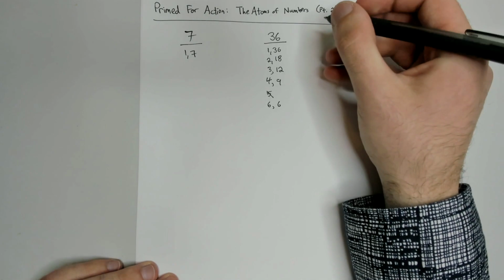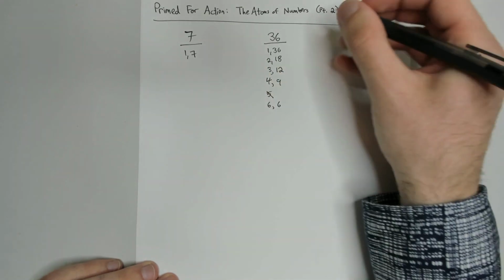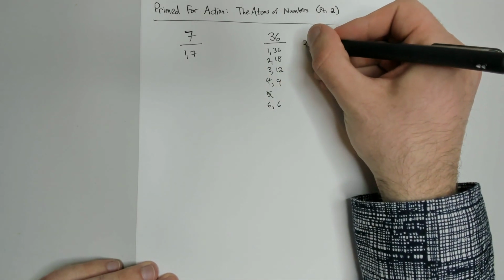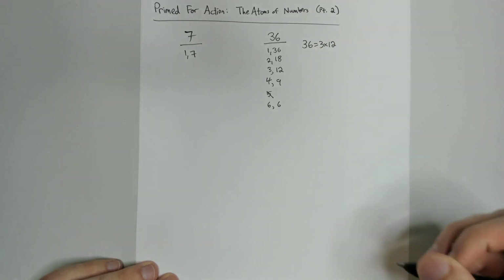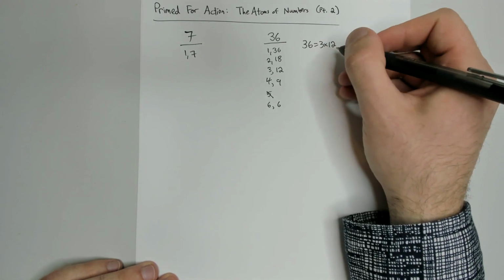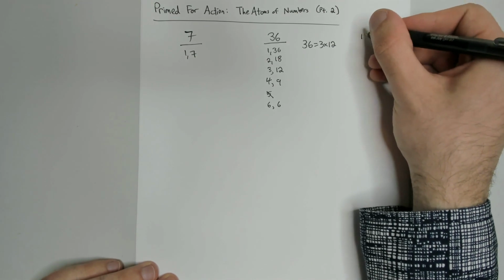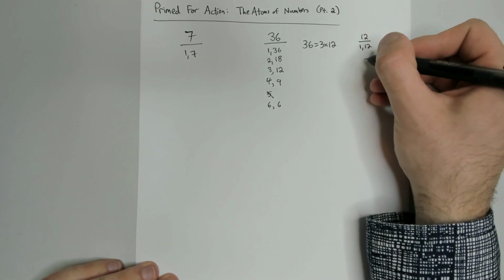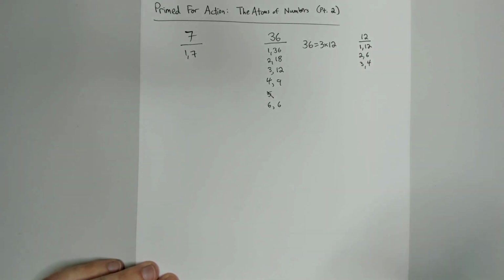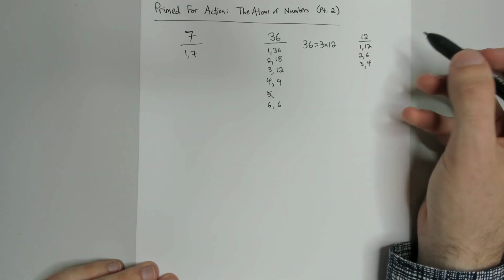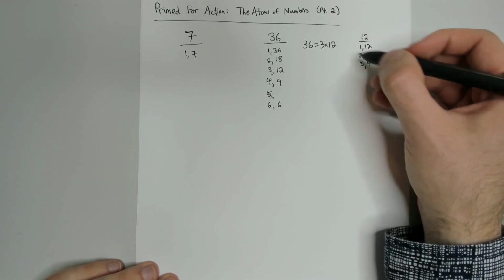Now let me go ahead and just pick a pair, let's say 3 and 12. So 3 and 12 are a pair because 36 equals 3 times 12. All right, we know this. But now I'm going to say, all right, well, let's consider the factors of 12. The factors of 12 are 1 and 12, 2 and 6, as well as 3 and 4. You can go ahead and check all of these for yourself and see if there's any others, but there won't be. So these are the factors of 12.